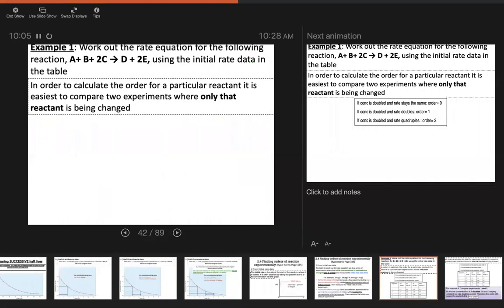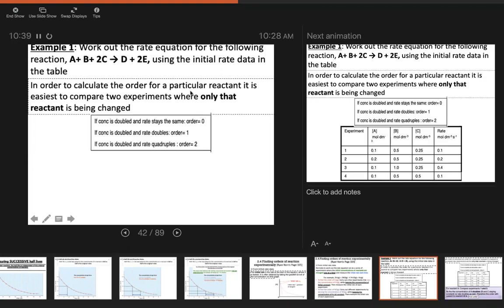Here is an example of how to do that. Example 1 looks at a reaction where reactant A plus B plus 2C forms D plus 2E. Usually we're interested in reactants only. Using the initial rate data in the table, in order to calculate the order for a particular reactant, it is easiest to compare two experiments where only that reactant is being changed.